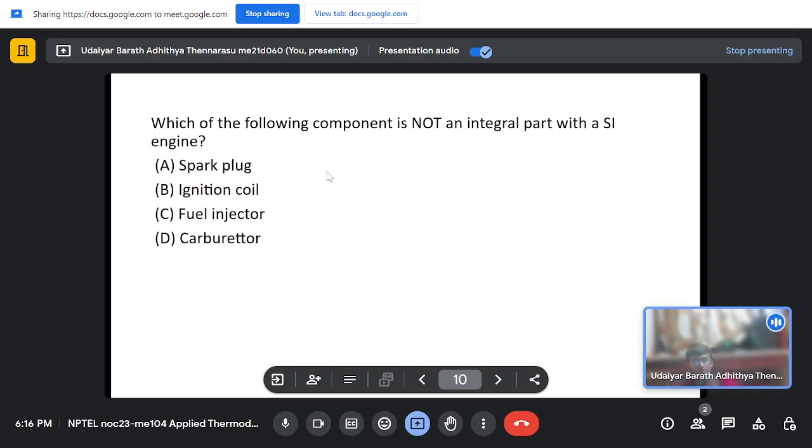So we'll see the next one. The next question is, which of the following component is not an integral part of a SI engine? A, spark plug. B, ignition coil. C, fuel injector. D, carburetor.